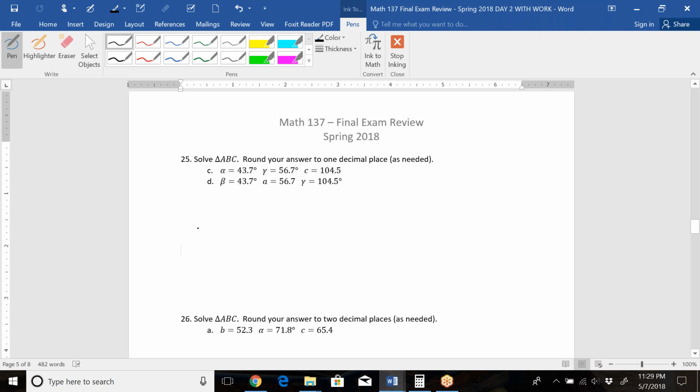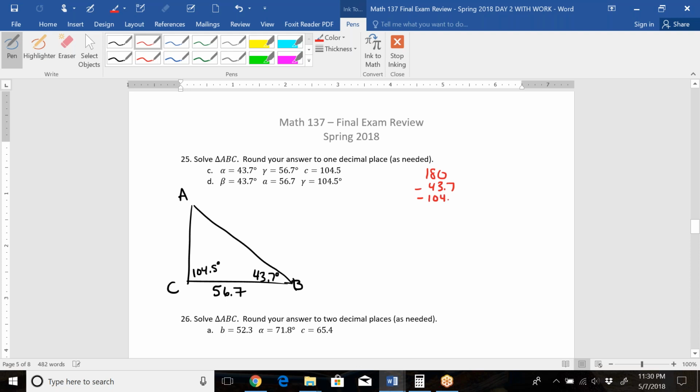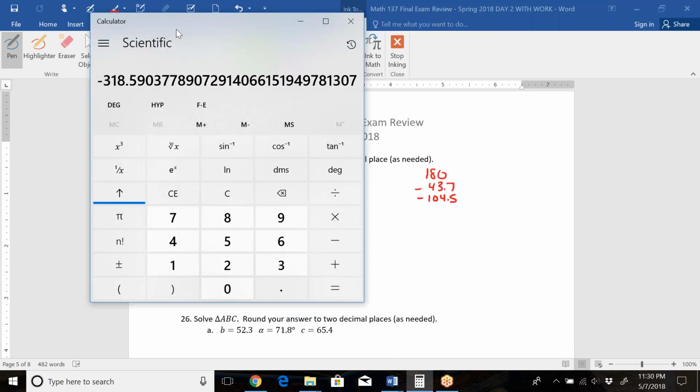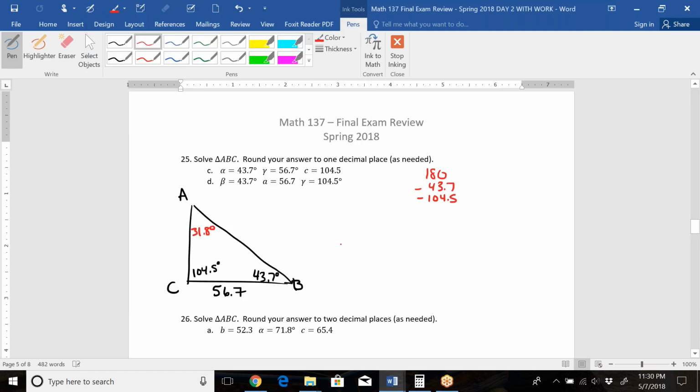Okay. So this is a triangle where we know it's not a right triangle usually. We're not being guaranteed that, so we're going to label this as C, A, and B. Doesn't matter which order, but I usually just do it the same way every time. Beta is 43.7 degrees. Little a is 56.7. And gamma is 104.5 degrees. Now, because you have two angles, you should be able to find the third angle by subtracting from 180. So 180 minus the 43.7 and minus the 104.5. That gives me 31.8. So that's going to be my alpha.